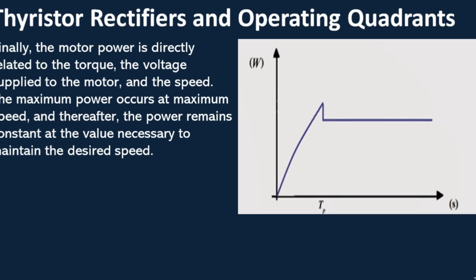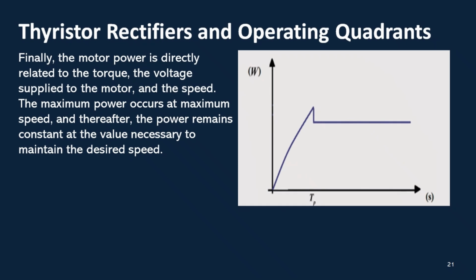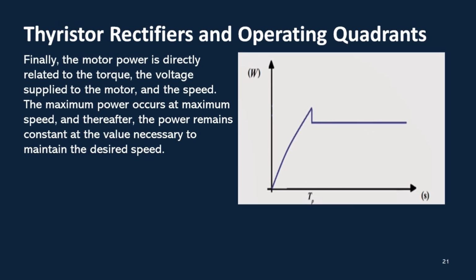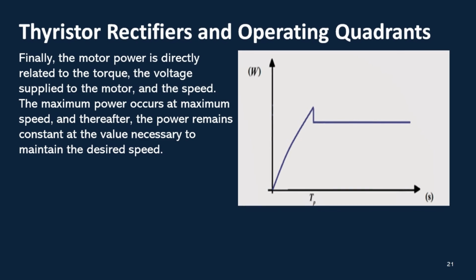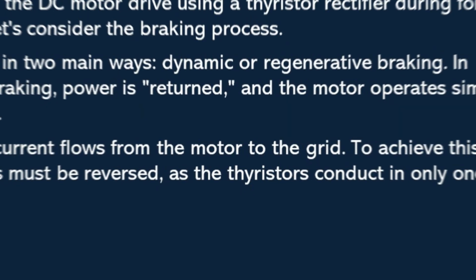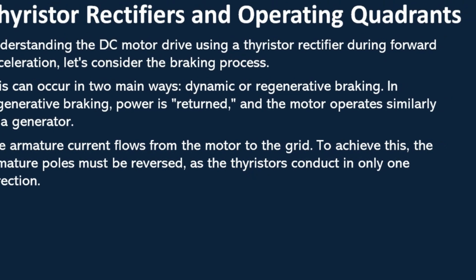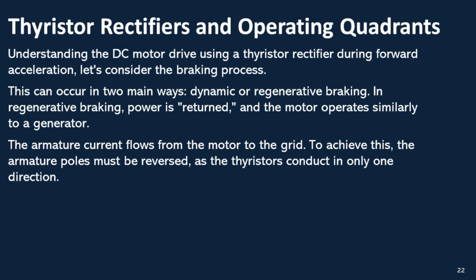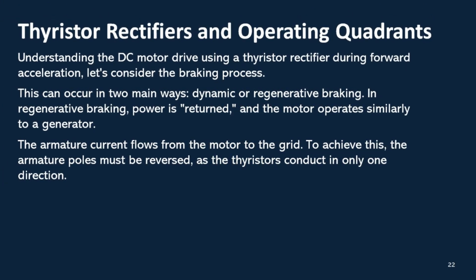Finally, the motor power is directly related to the torque, the voltage supplied to the motor, and the speed. The maximum power occurs at maximum speed, and thereafter, the power remains constant at the value necessary to maintain the desired speed. Understanding the DC motor drive using a thyristor rectifier during forward acceleration. Let's consider the braking process.